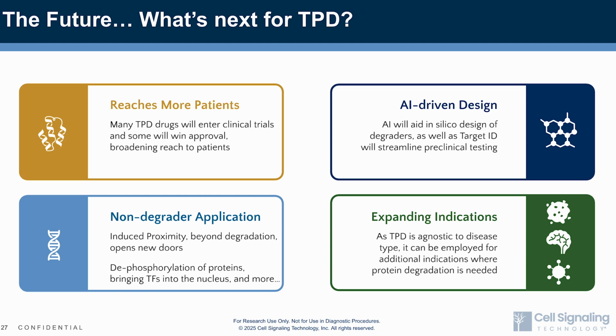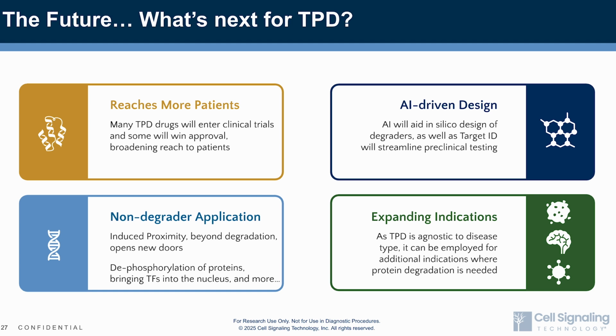Let's look to the future for a second. What's next for TPD? The first thing is many more TPD drugs will continue to enter clinical trials. Some of those will ultimately win FDA approval, and this will broaden the reach to patients. There's also a very quickly emerging field of non-degrader applications. This is also known as induced proximity. If you can bring two proteins together, but not necessarily for degradation, that opens a number of doors to potential possibilities that include things like the dephosphorylation at specific sites of proteins, for example, bringing transcription factors into the nucleus, and many more possibilities.